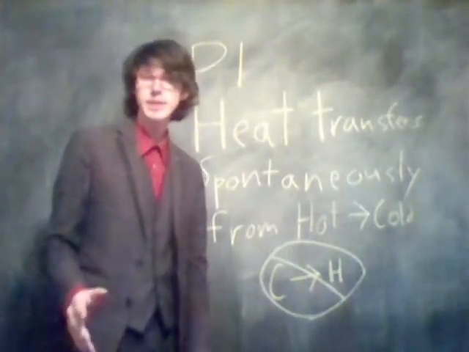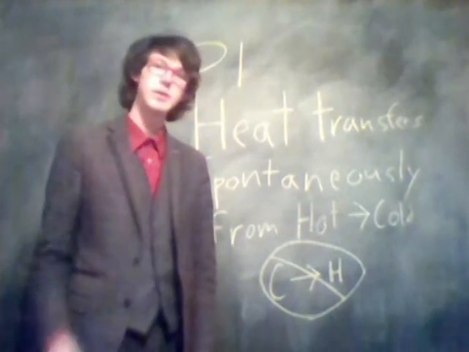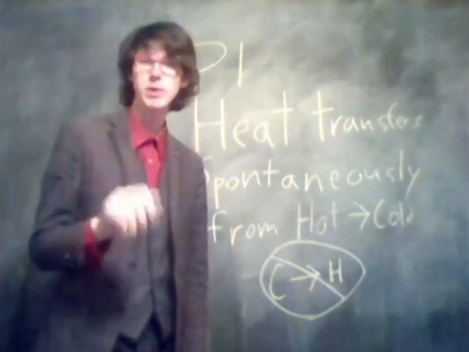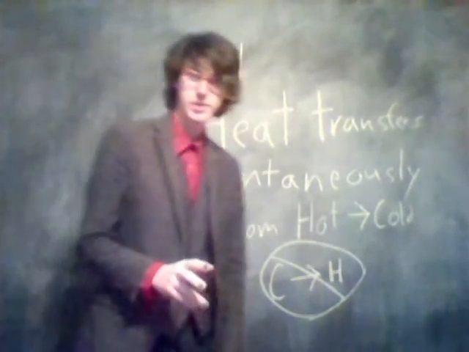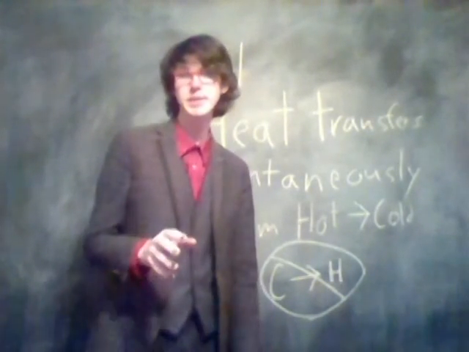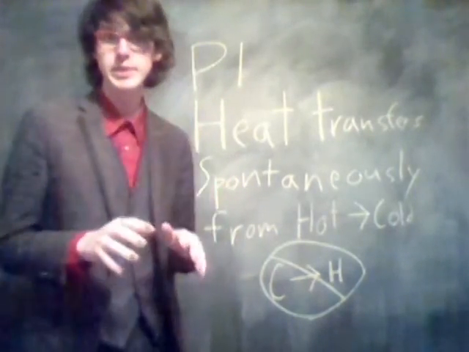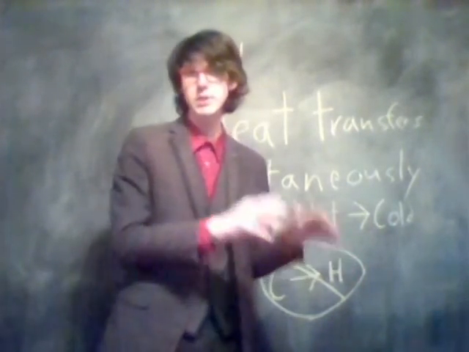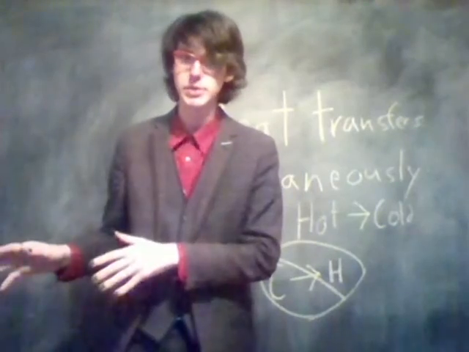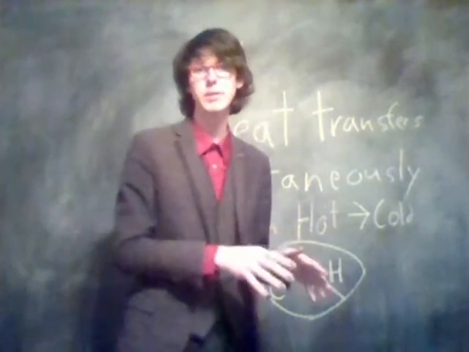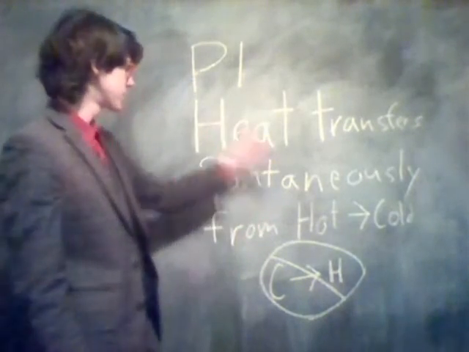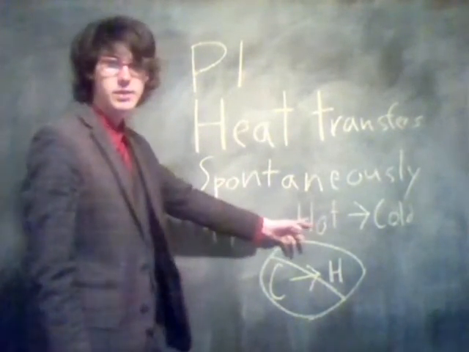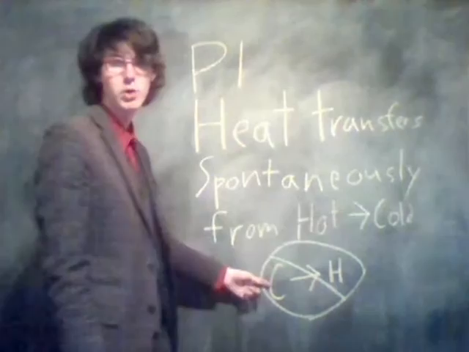Now, the second law of thermodynamics is split into two separate parts. The first part is that heat transfer occurs spontaneously from areas of higher temperature to areas of lower temperature, and never from areas of lower temperature to areas of higher temperature. Simplified, heat transfers spontaneously from hot to cold, but never from cold to hot.